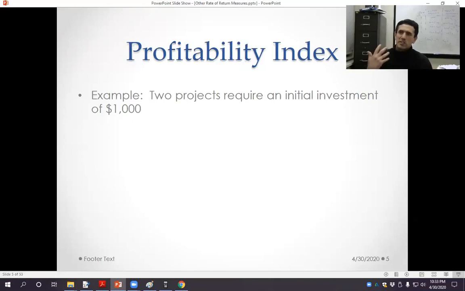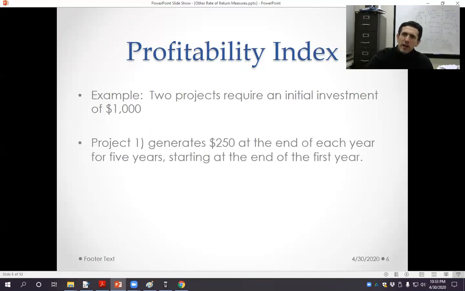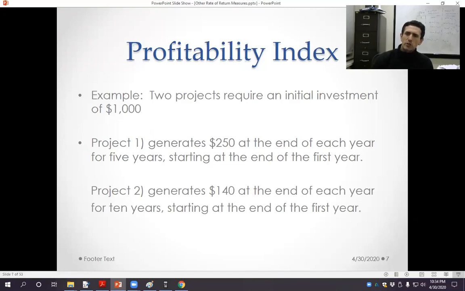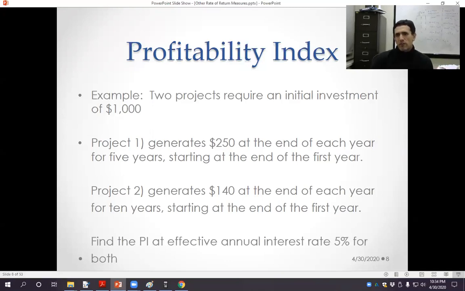So let's just do a simple example. You have two projects that require an initial investment of 1,000. Project 1 generates 250 at the end of each year for 5 years, starting at the end of the first year. And Project 2 generates 140 at the end of each year for 10 years, starting at the end of the first year. Find the profitability index at 5%.